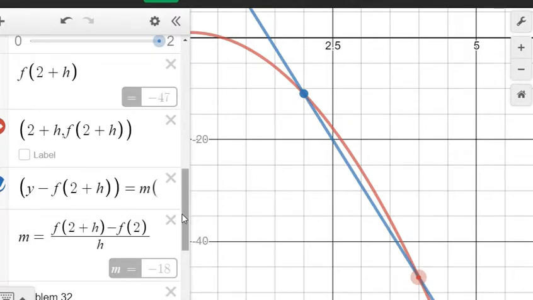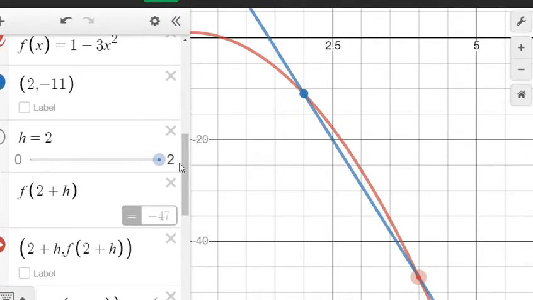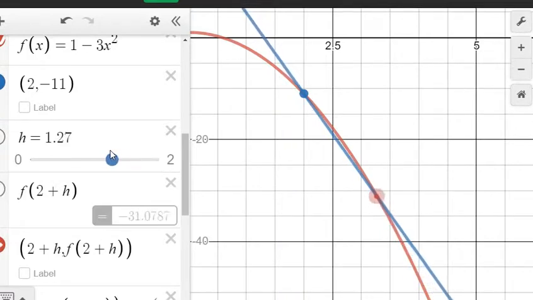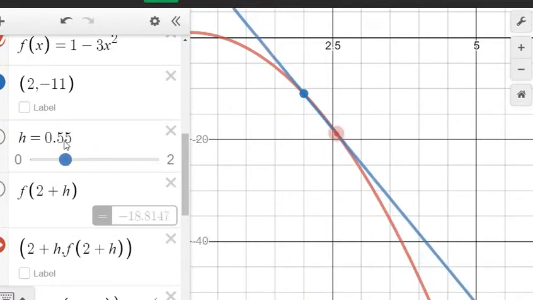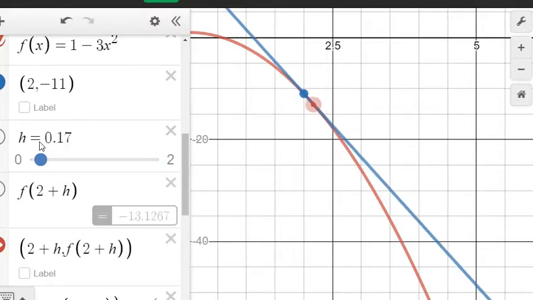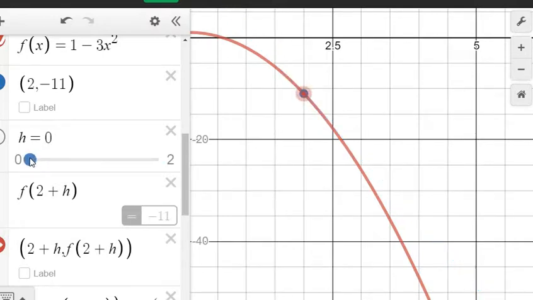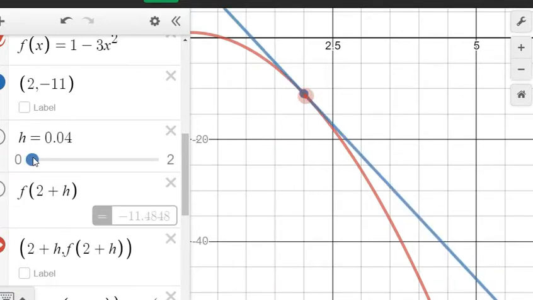Now watch what happens as I let h get smaller and smaller. The line is going to get closer and closer and closer to that point. So, wow, you can get really, really close. And eventually, what's going to happen is you're going to get something called the instantaneous rate of change. But that's for a different course, not this one.